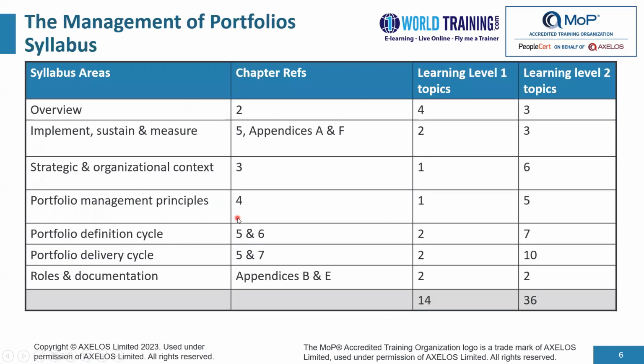Syllabus areas that we would cover. The 7 syllabus areas, and there are relevant chapter reference numbers for you over here, and the number of questions that they would ask you at level 1 and level 2 of learning. So overview is one of the syllabus areas. Implement, sustain, and measure is another syllabus area we would cover. Strategic and organizational context, the principles of portfolio management along with the 2 cycles, and the roles and documentation. So the relevant chapter numbers within the official guides are laid out for you over here.